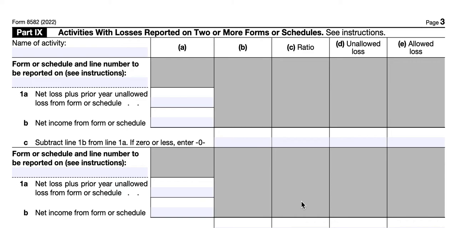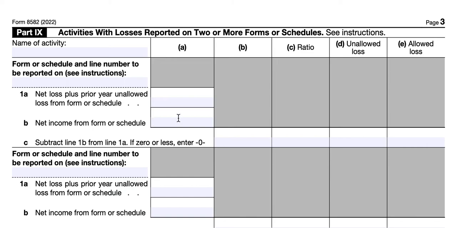You will use a separate copy of Part 9 for each activity for which you have losses reported on 2 or more different forms or schedules, or which are identified separately on the same form or schedule. So you'll list the name of the activity at the top of Part 9. In line 1A, column A, you'll enter the net loss plus any prior year unallowed loss from the activity that's reported on the same form, or in the case of Form 4797 and Form 8949, the same part. If you have a Form 8949 with 28% rate loss and a non-28% rate loss, please see the form instructions for an example before completing Part 9.